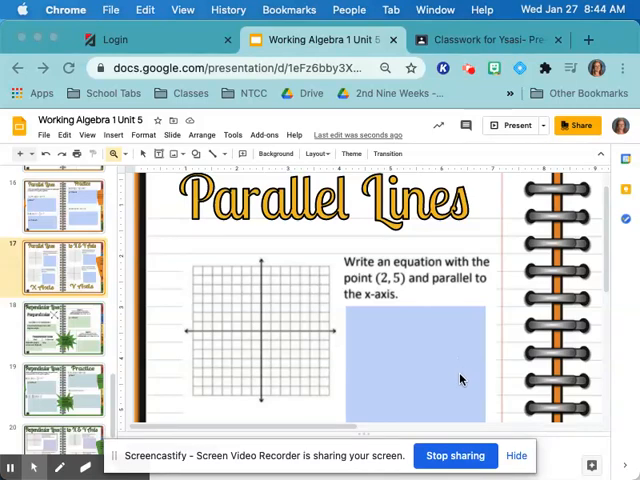On slide 17, we're going to finish up some notes for parallel and perpendicular lines. And then you're going to work on your Delta Math assignment.